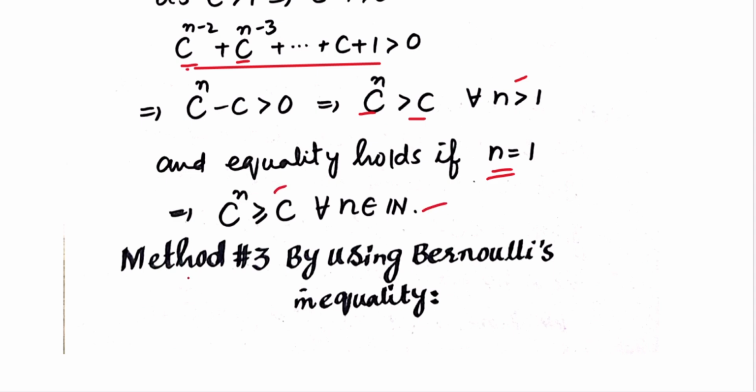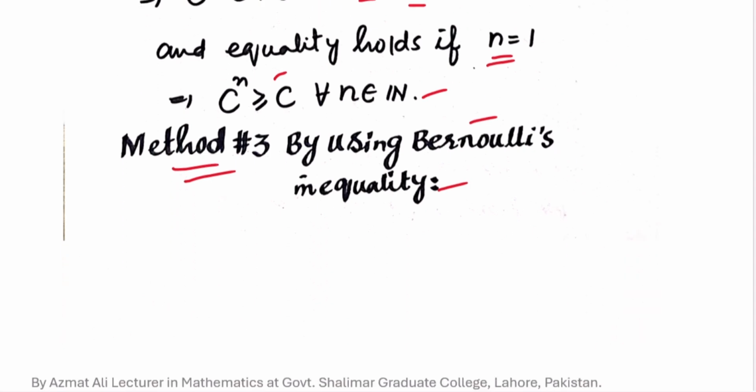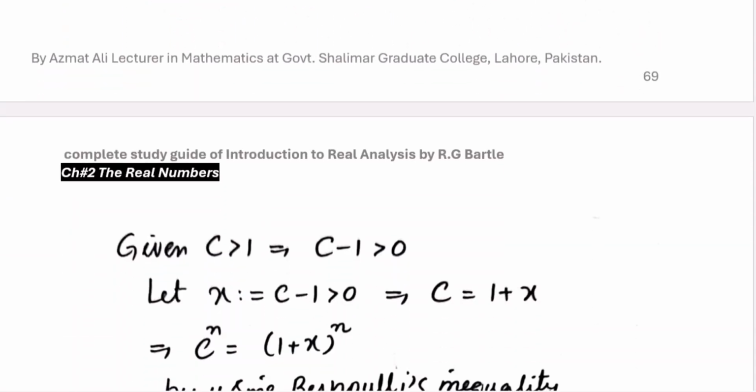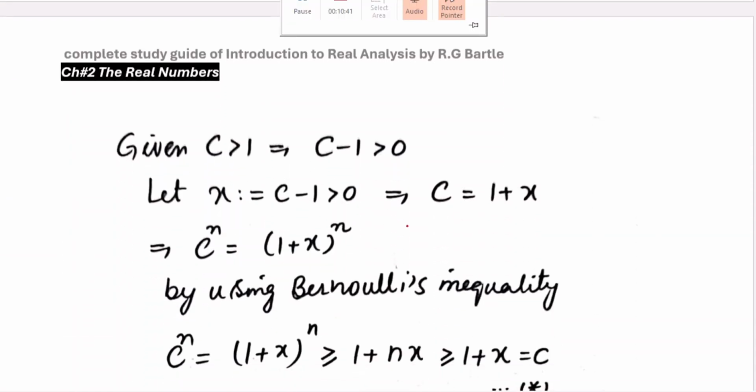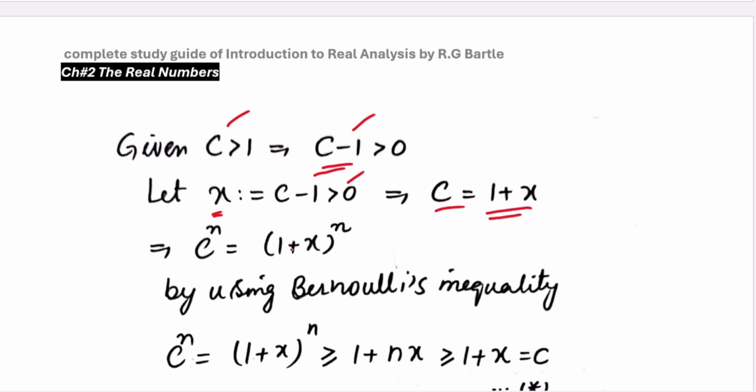Method number 3 is a very mature method. In this method I will use the Bernoulli inequality. Given that c is greater than 1, this implies c minus 1 is greater than 0. Let this number c minus 1 be equal to x. This implies x is positive. So adding 1 on both sides, we have c is equal to 1 plus x. So this implies c raised to power n is equal to (1 plus x) whole power n.